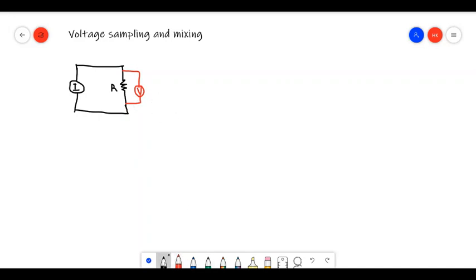And similarly, voltage mixing. If we want to add a voltage to another voltage, we have to connect the two voltage sources in series, right? In series, like this. Then our resulting voltage will be V1 plus V2, right? So therefore the voltage mixing has to be done in series, right?